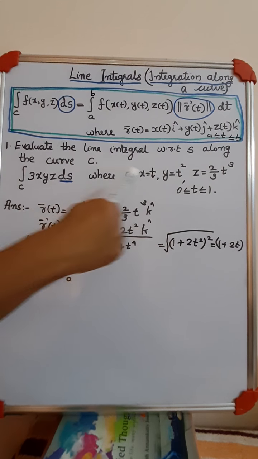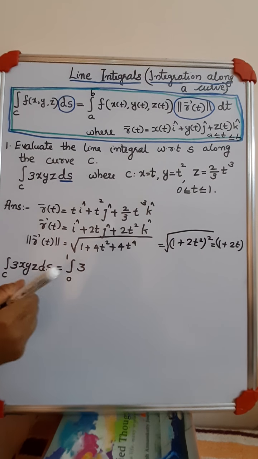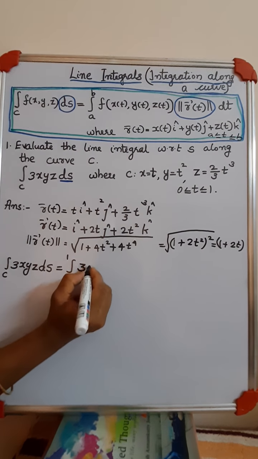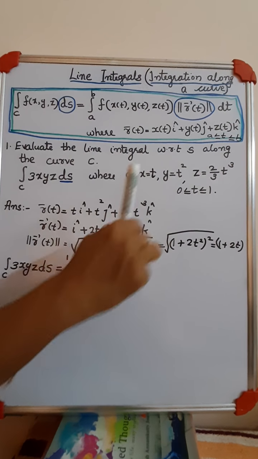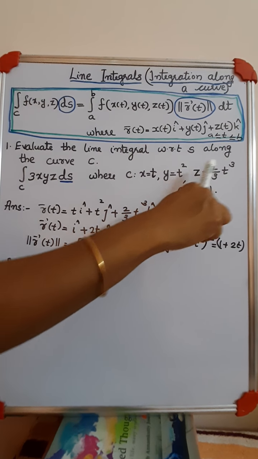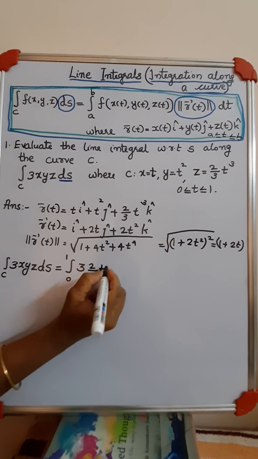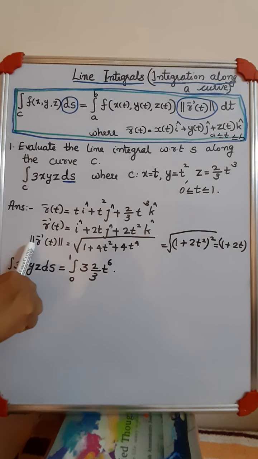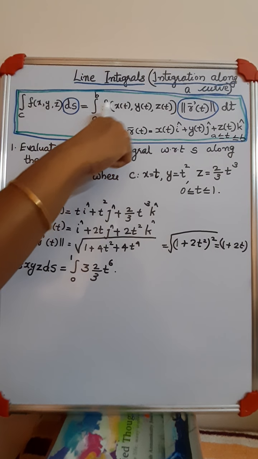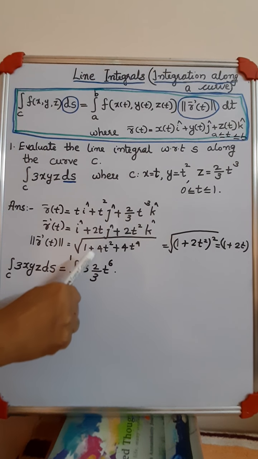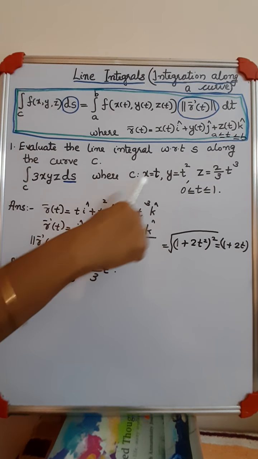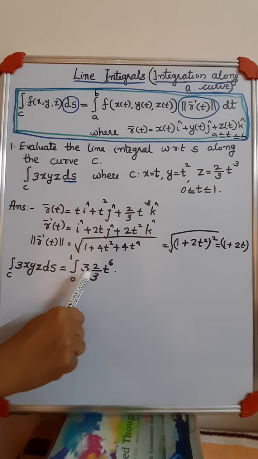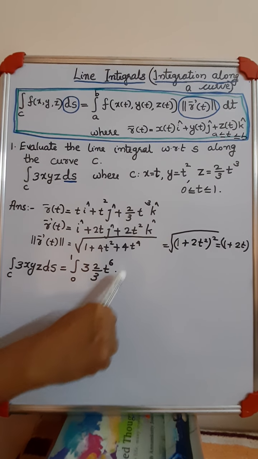So multiplying these 3 times x, y, z, we can write 3 into 2 by 3 into t square into t cube into t cube, t raised to 6 into norm of r dash of t. We got the result norm of r dash. Applying this result, instead of x, we can write y and z, t square, t cube respectively. Multiply these three terms together.